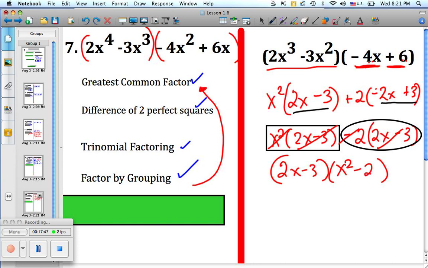And there it is. This is not a difference of 2 perfect squares. It almost is. X squared is a perfect square minus for the difference, but the 2 is not a perfect square. So this is your final answer. Yay, math.